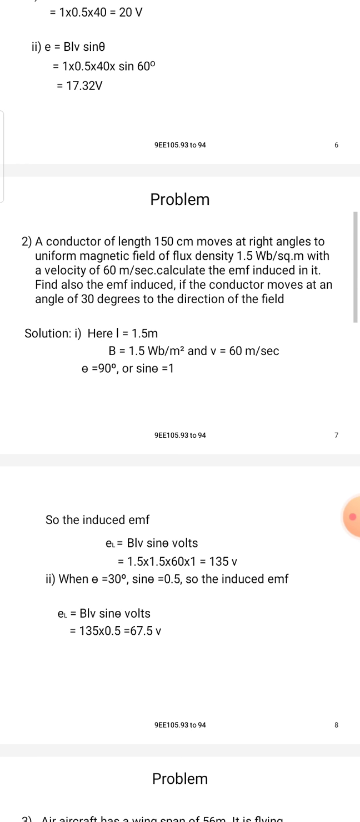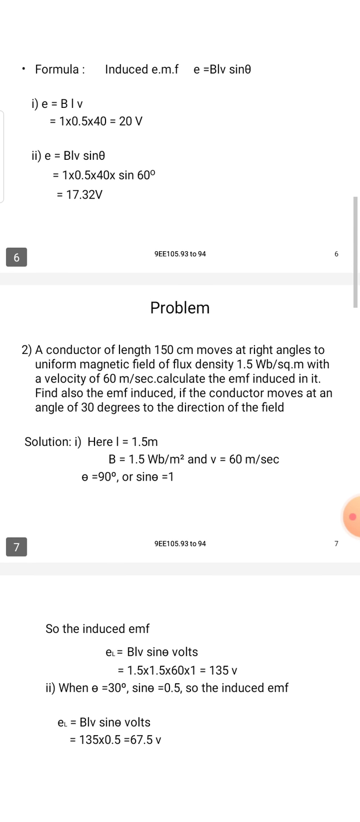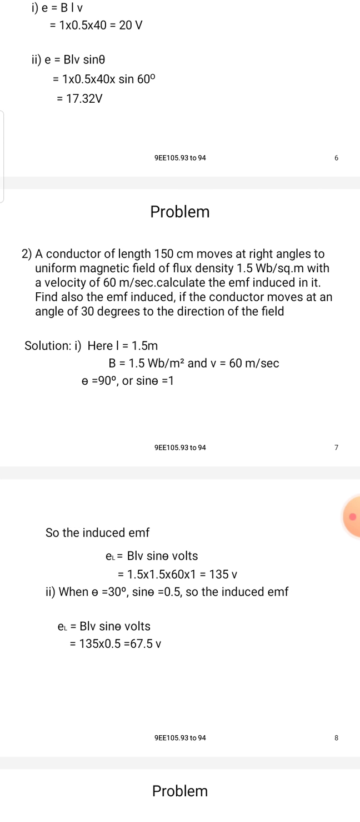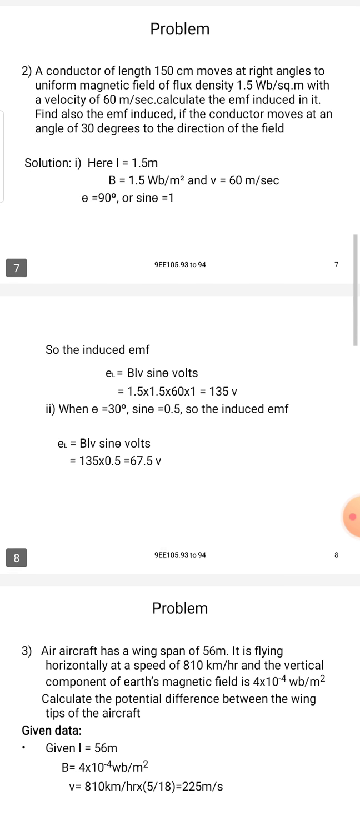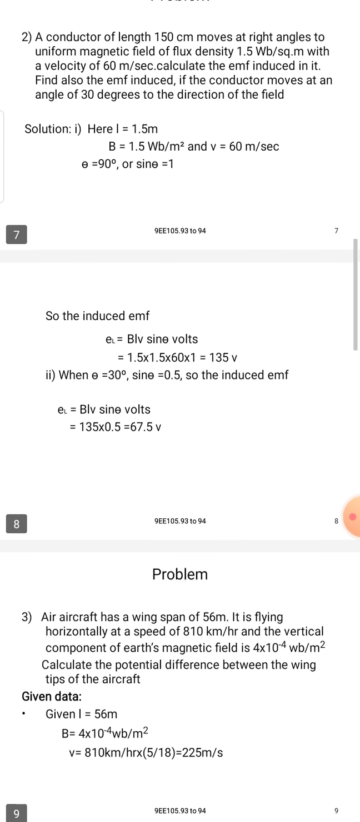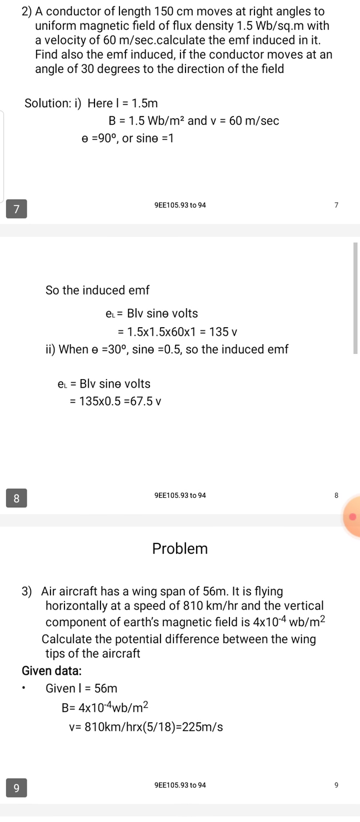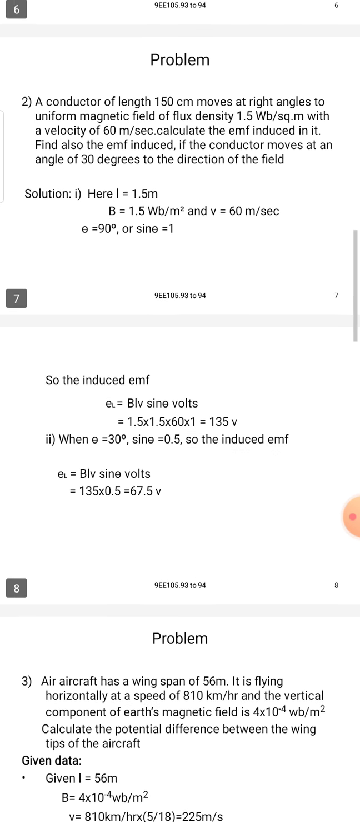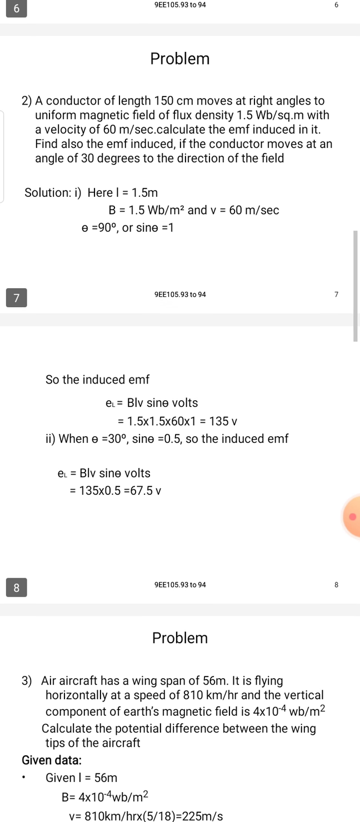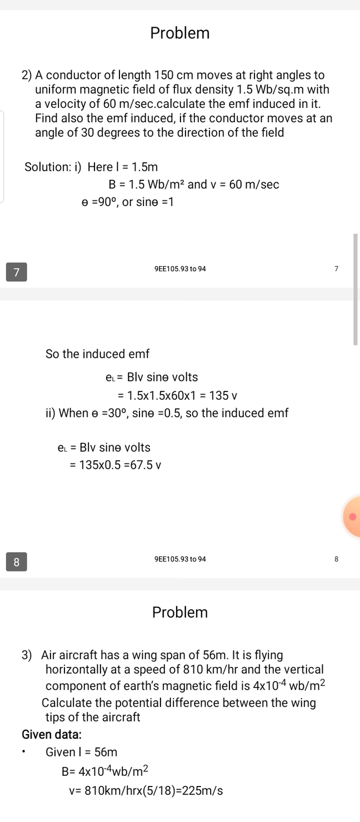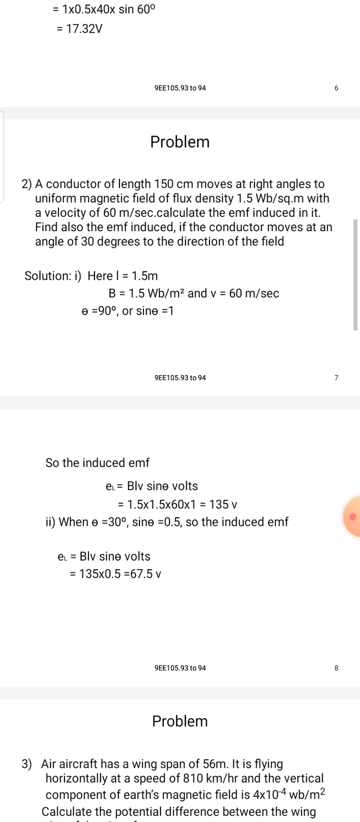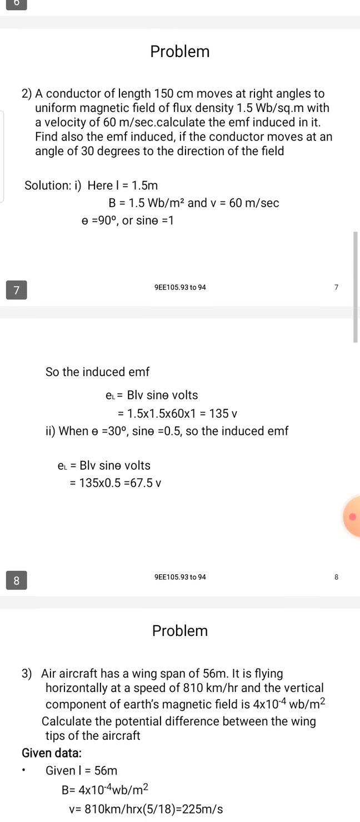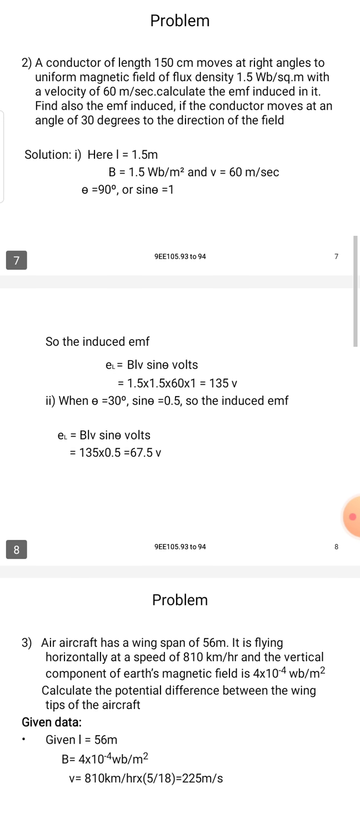To find the value of dynamically induced EMF, the length of the conductor L is 1.5 meters, the flux density is 1.5 Weber per meter square, the velocity is 60 meters per second, and theta is 90 degrees. The sin value is equal to 1. Sin 90 is 1. In the second condition, theta is at an angle of 30 degrees to the direction of the magnetic field. You find the induced EMF at two different angles.